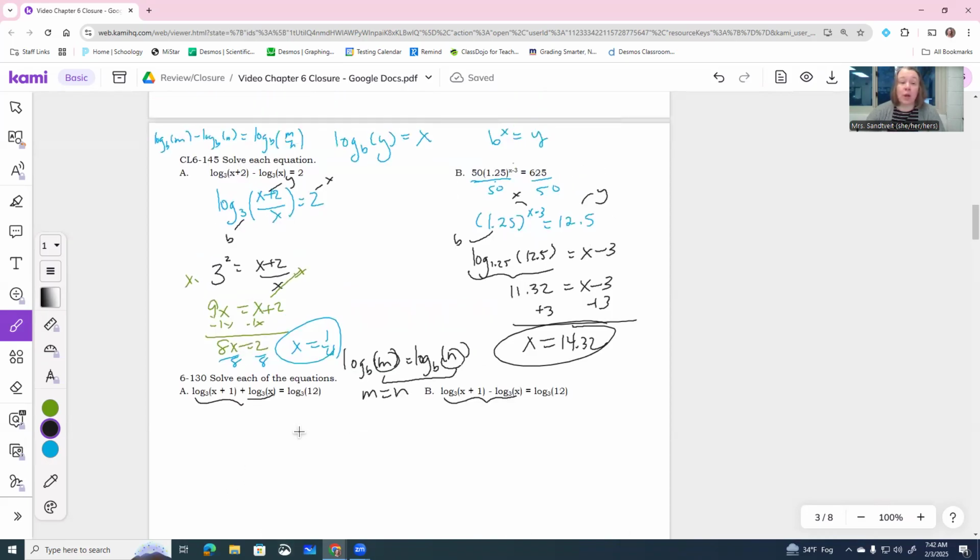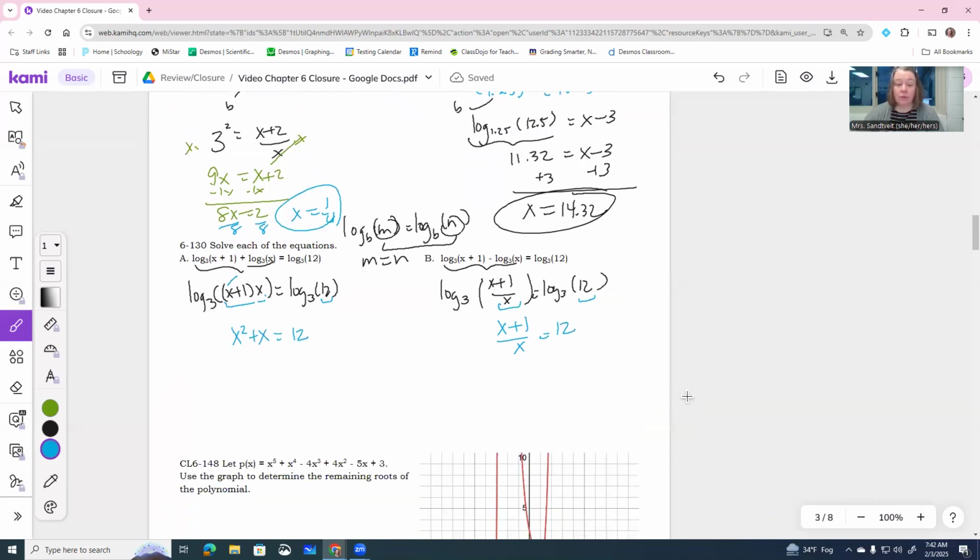So when it was subtraction up here, it was that we divided. This one is addition. So that means that I have to think of it as multiplication of the x plus 1 times the x. Okay, this one is subtraction. So this one I can think of as division. Okay, and then what I can do is I can set this equal to this, or in here I can set this equal to this, and then solve from there. I'm going to distribute as I'm going here. So I'll have x squared plus x equals 12, and here I'll have x plus 1 over x equals 12.